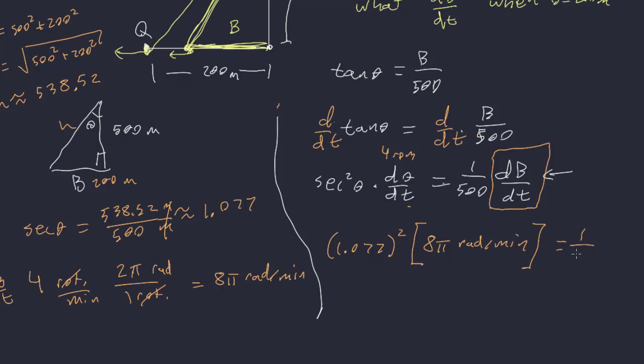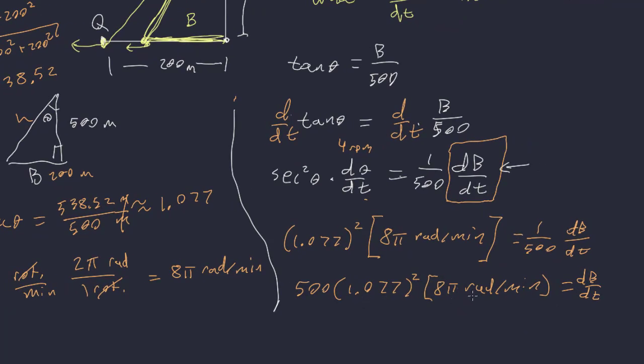And then we'll have 1 over 500 dB dt. So this is what we're trying to solve for. So we'll just move that 500 over to get 500 times 1.077 squared, 8 pi radians per minute, is equal to dB by dt.